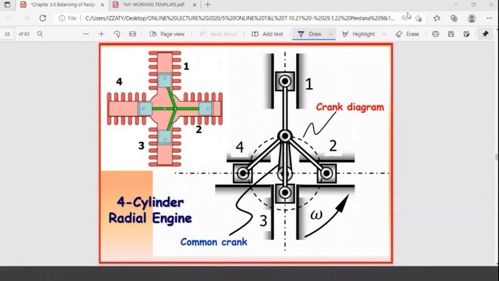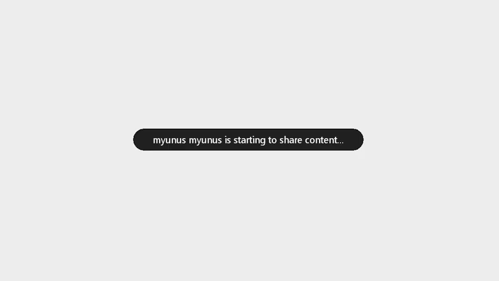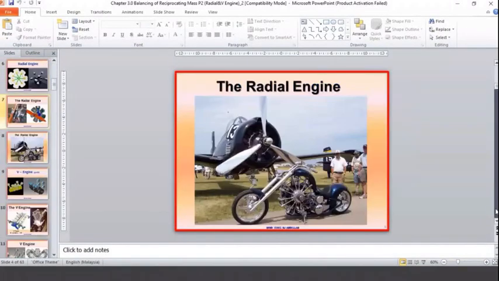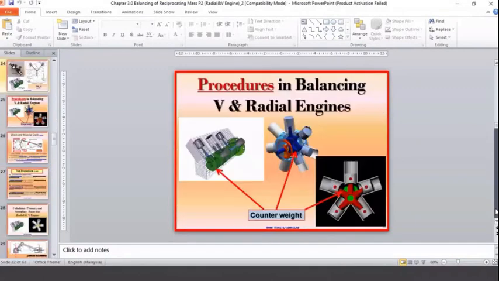So I'm going to share with you the animation so that you have an idea of how the engine moves. Let me get you the PowerPoint file. So I'm going to stop sharing the PDF and open up a new one. This one, so you have a very nice animation here. So you can visualize how this engine operates.